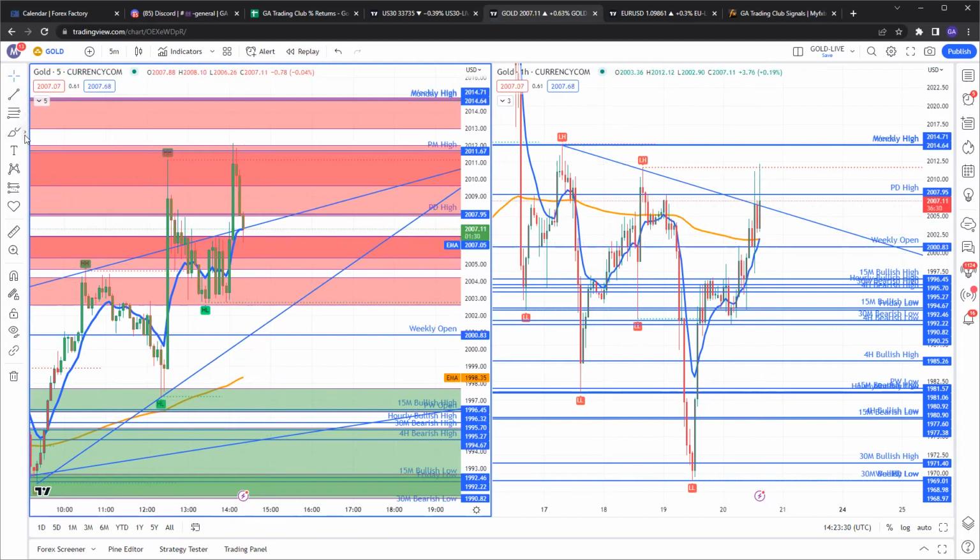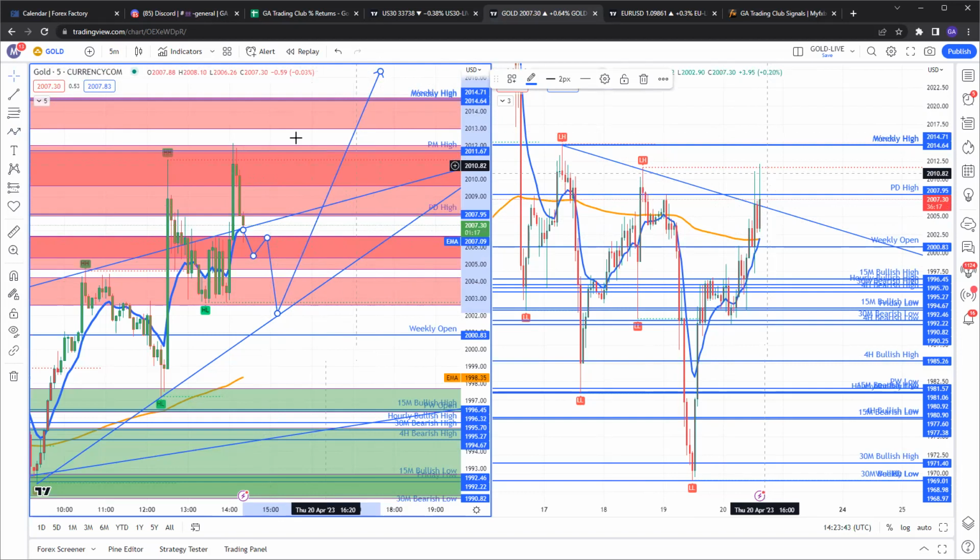So this is just simple analysis. Gold can come here, have rejection here, come to 2001, and then come up and take off all this liquidity and then keep pushing up. So let's see if that's going to play out.